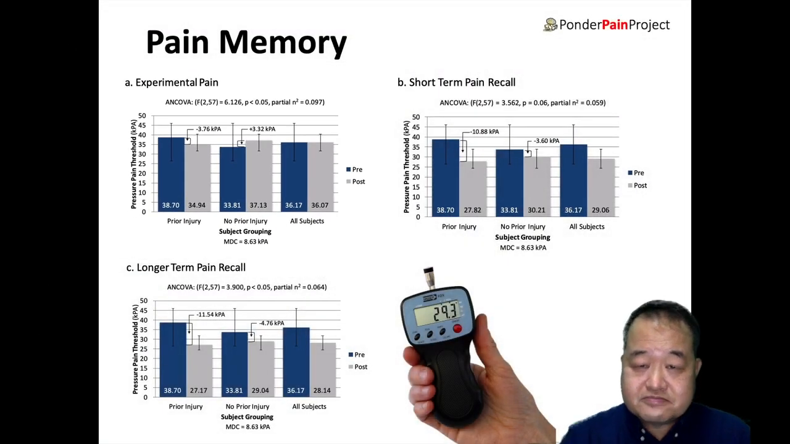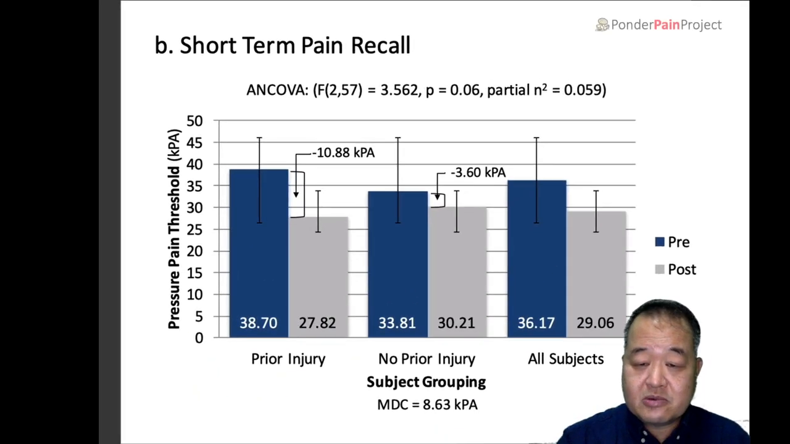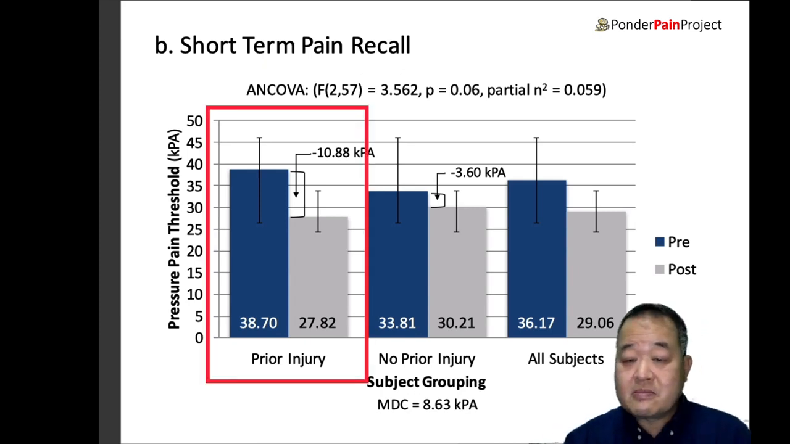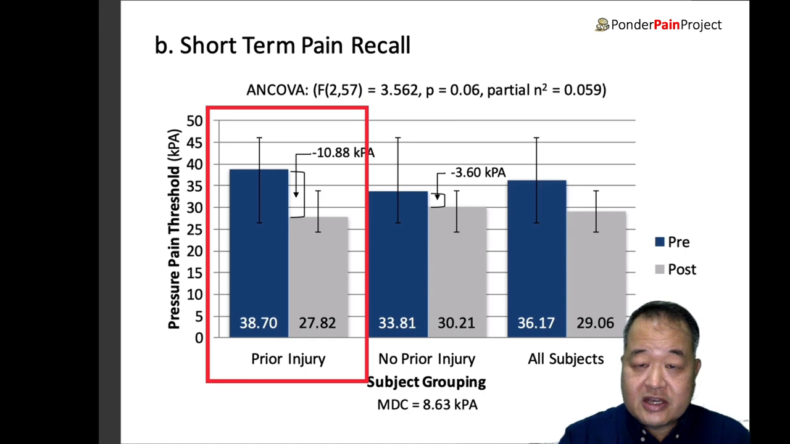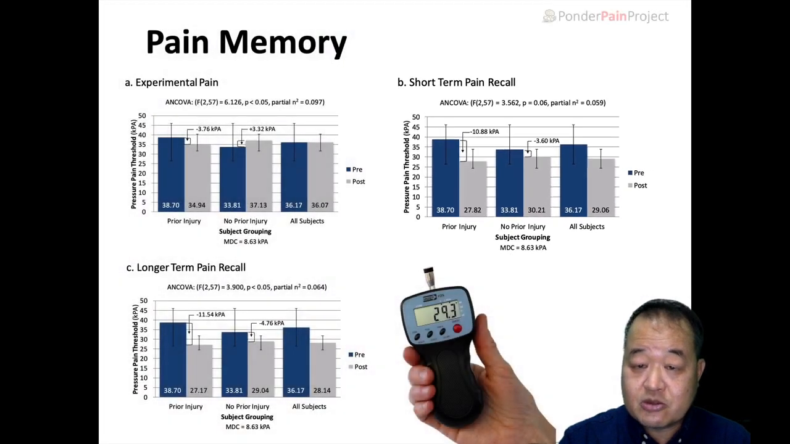Now it's interesting. If we asked them to recall their pain after about 5 minutes, what we found is that in people with prior history of injury, their response was actually quite a bit more dramatic than the actual experimental pain. You could see how much that dropped. It dropped 10 kilopascals as opposed to the 3 that we can see experienced with the actual experimental pain.